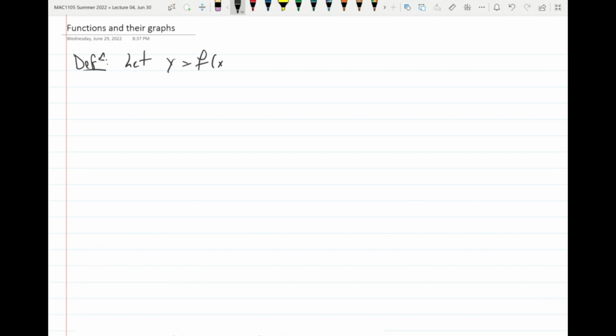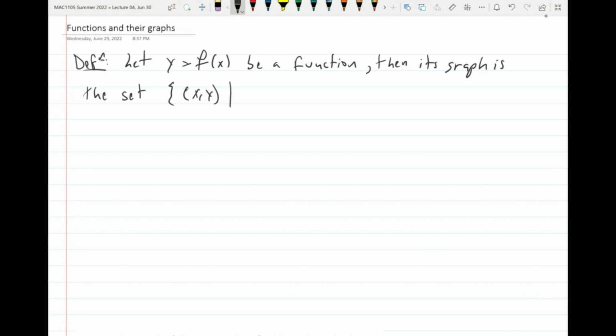let y equal f of x be a function, then its graph is the set of all x, y such that y equals f of x. In other words, this is the set of points of the form x, f of x, such that x is in the domain of the function.